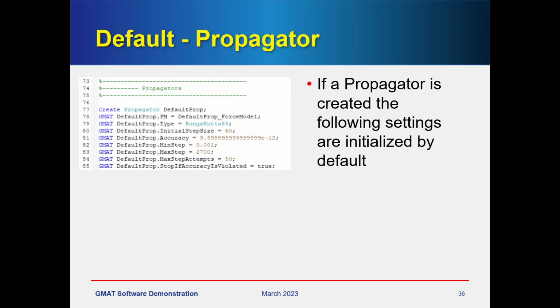Now let's look at the default propagator. In the level 0 script, we created the propagator aprop and let GMAT initialize the settings to default. GMAT's default propagator has the default settings shown here. For many applications, these settings should be sufficient. However, if you're running a long simulation or maybe a simulation with multiple spacecraft, you may decide to reduce the accuracy requirements or increase the max step size to let GMAT run faster. The next thing to note is that in line 78, you can assign a force model to the propagator.